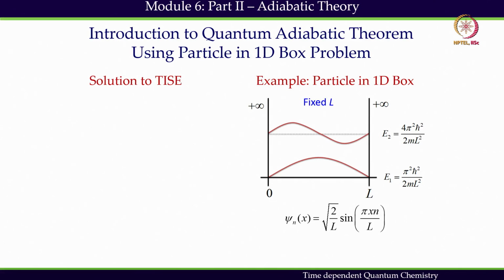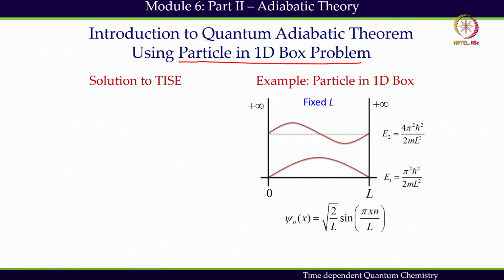Next, what we will be going over is called quantum adiabatic theory. To present this quantum adiabatic theory, we will make use of the particle in one dimensional box problem. If we present the quantum adiabatic theory along with this example of particle in one dimensional box, it will help us understand the fundamental principle of this theory, adiabatic theory, very easily.